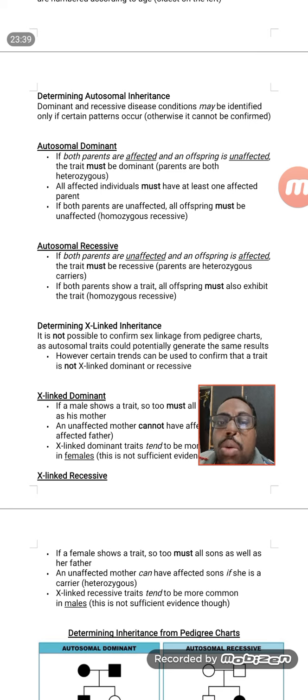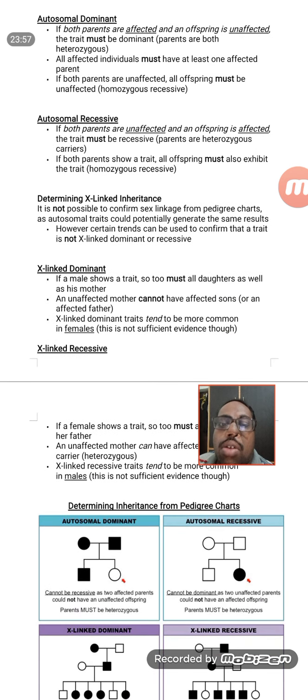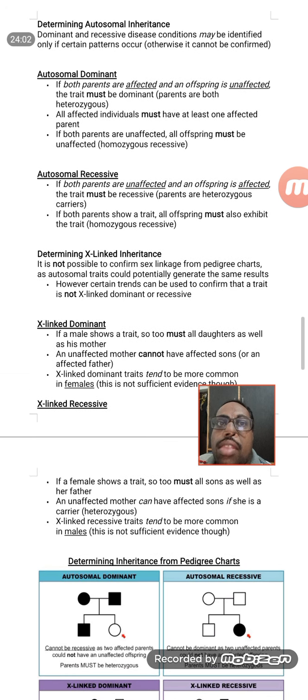So when we do that more and more, automatically, without by-hearting, this will stick to your mind, so it is very easy for that. If it is autosomal dominant, the condition is that both the parents should be affected. And when you come down, you can see that in autosomal dominant, both the parents are affected.